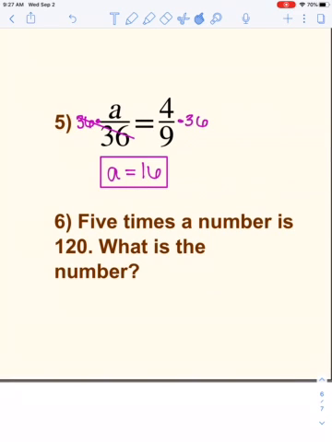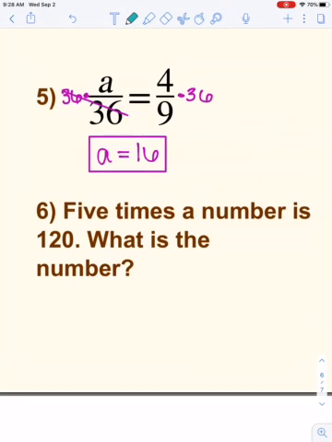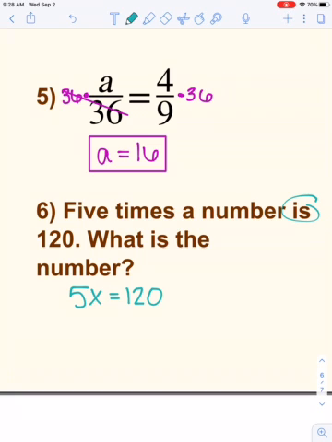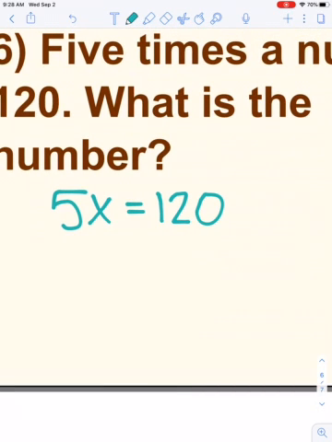6 just is what we did a couple days ago when we wrote the equations and then solving them. So it's just 2 things instead of 1. So 5 times a number is 120. 5 times a number. It doesn't tell you what number. You get to pick the variable you want, so I'll pick x. Is, remember, is means equals, so equals 120. So that's the first step, is to write the equation. You have to write it first. Then it says, what is the number? Which means they want us to solve it.